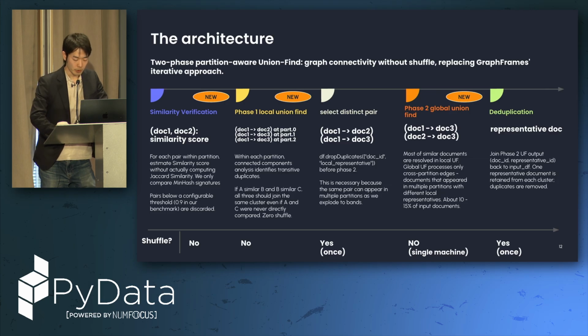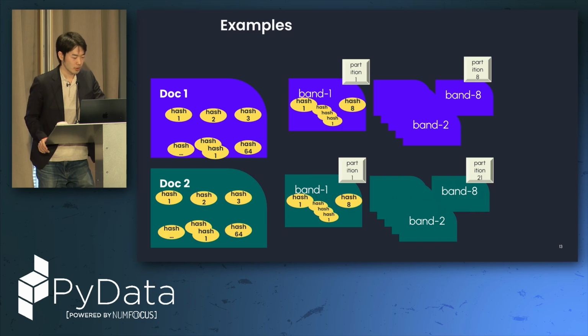And then finally, we can do the deduplication. Basically, the idea is to join the global union find output back to the input df, and then this goes through one last shuffle because of the join. Okay, hopefully this example will make it more understandable.